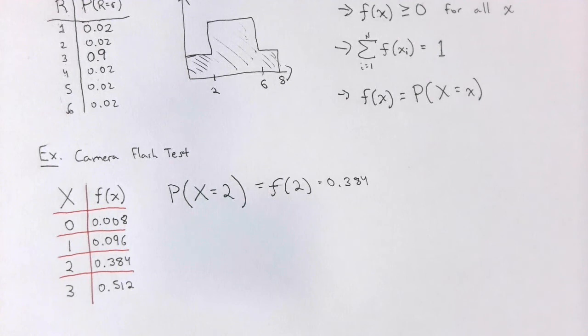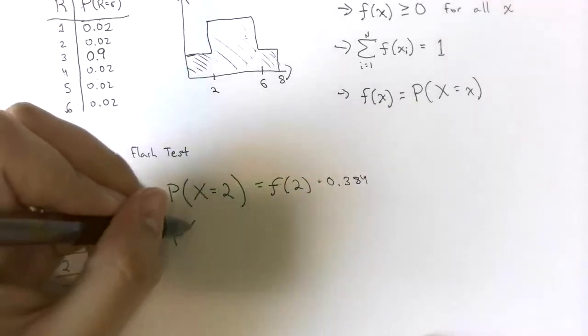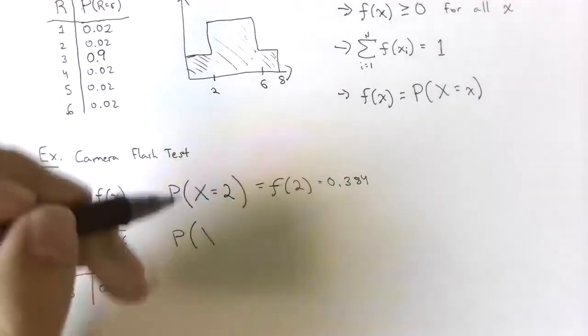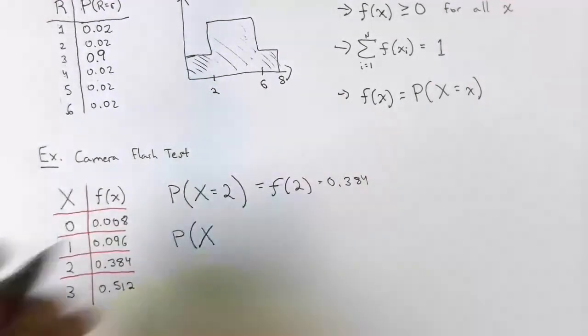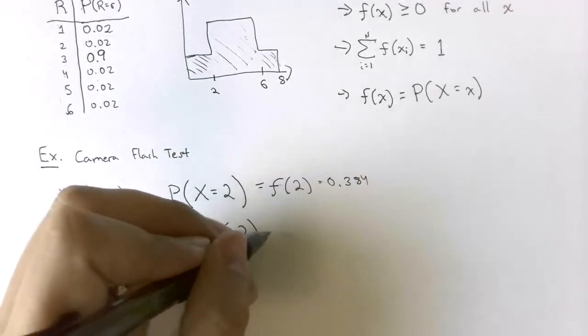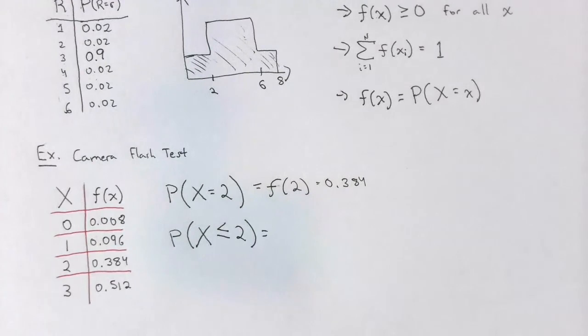What if I want the probability that my flash passes up to 2 tests? In other words, that my camera flash passes 0, 1, or 2 tests. So I can write this down as a probability that my random variable is less than or equal to 2. So what's the probability that my camera passes up to 2 tests?